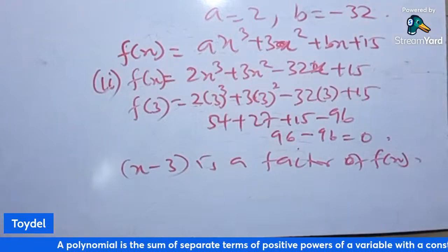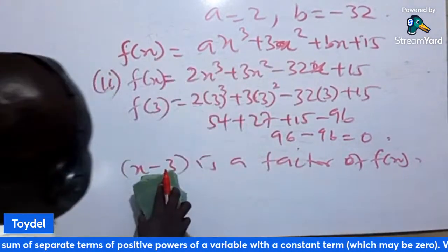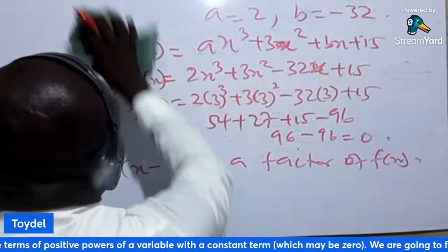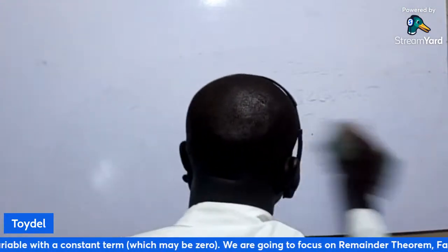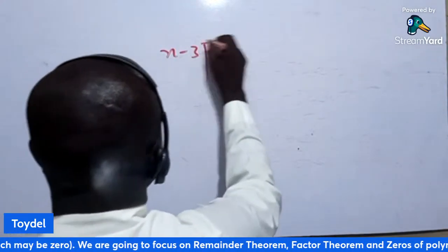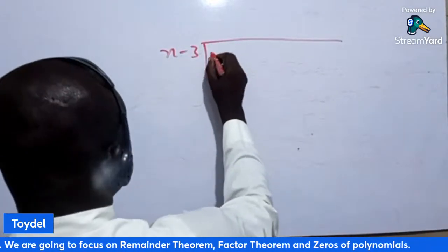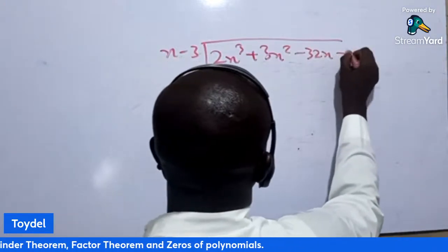So if this is a factor, then I know what to do. Since this is a factor, I'll just use x minus 3 to divide the polynomial and get the other factors. I will use x minus 3 to divide the polynomial 2x cubed plus 3x squared minus 32x plus 15.